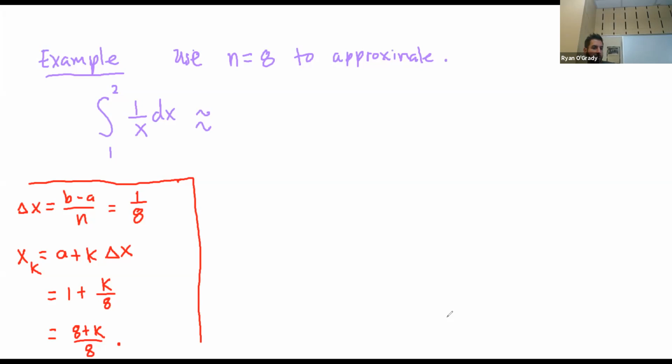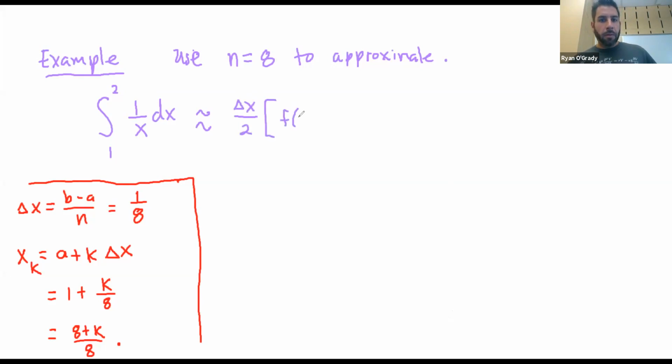When k is 0, what do I get? 1, which is what I should get. Now what happens when k is 8? I get 16 over 8, which is 2, and that's what I should get. So then the pattern becomes, let's write it down again just for full clarity. It's delta x over 2.